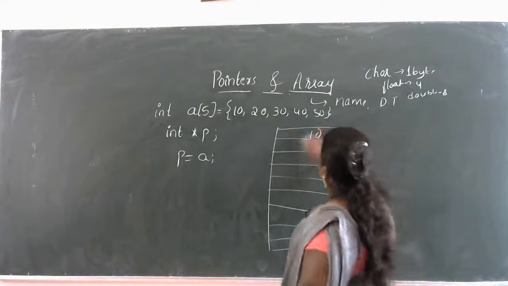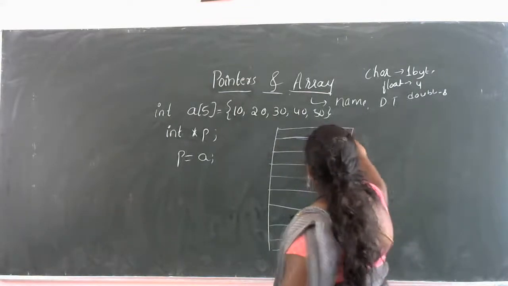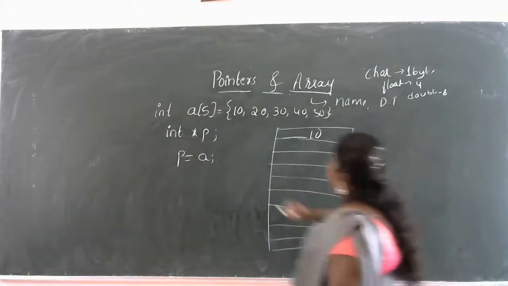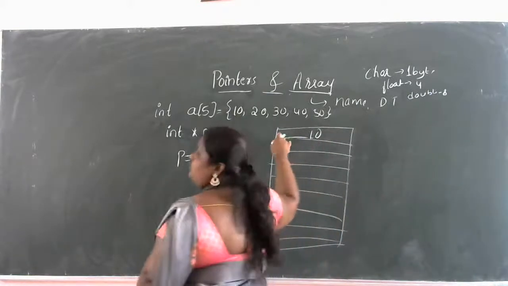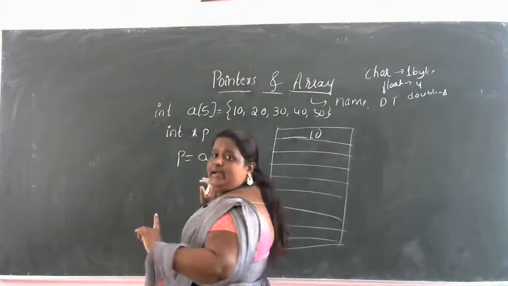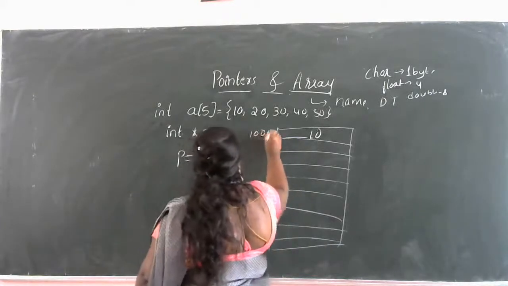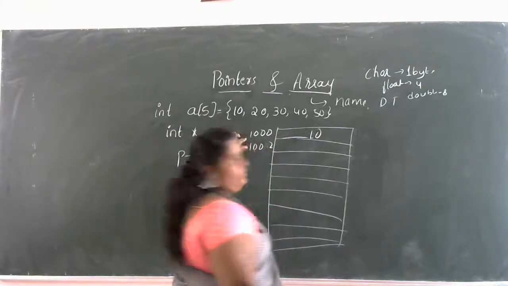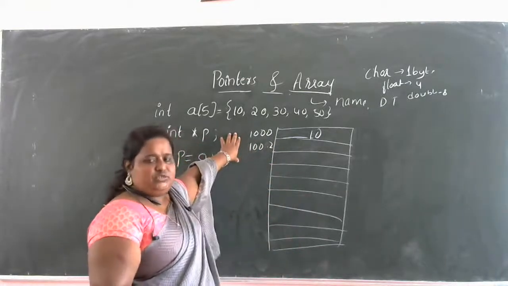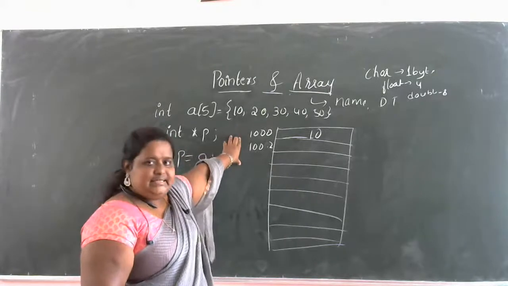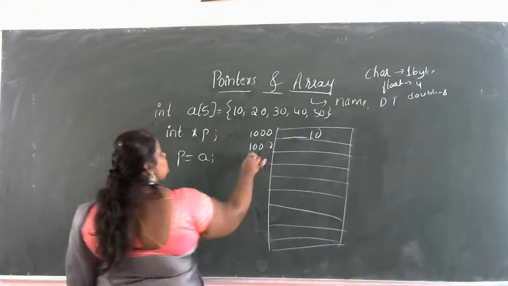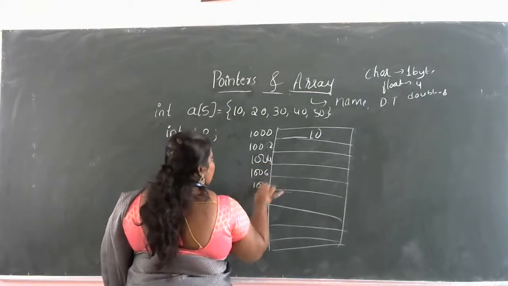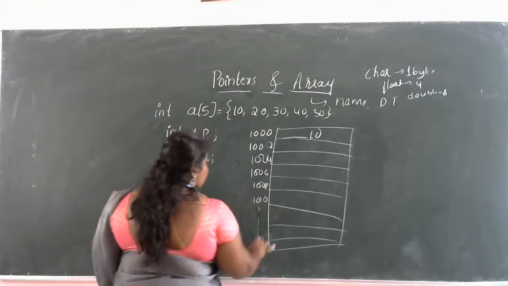Suppose each block is of 1 byte, right? But for this example, I will merge 2 bytes into a single block and I will give the memory address. For example, 1000. Every time you need not give 1000. This is an assumption, simply an assumption part. 1000, 1002, 1004, 1006, 1008, 1010, and so on.